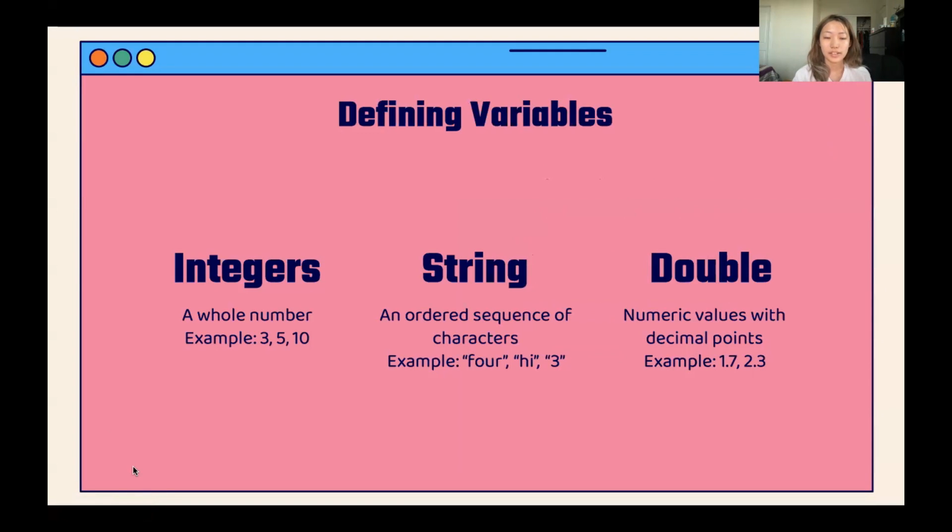While defining variables, there are three types of variables in Python, and that is integers, strings, and doubles. Integers are whole numbers, for example, 3, 5, and 10. Strings are an ordered sequence of characters, so it can be anything from the word hi to the number 3, but in quotation marks. And doubles are numeric values with decimal points. And the thing about variables is that they cannot be added on top of one another.